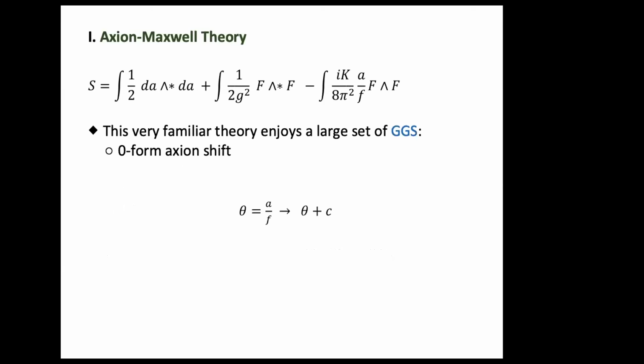But I want to just go through the first two, okay? Zero-form axion symmetry, which means that this zero-form symmetry acts on the local operator, right? And here, that local operator is the axion field. So shift symmetry means the axion shifts by a constant amount. That's what I mean by zero-form axion shift symmetry.